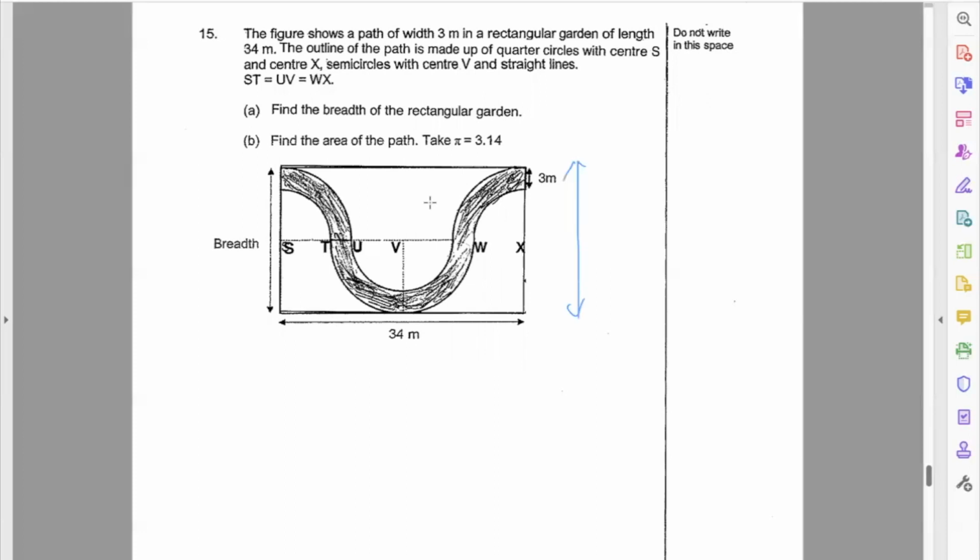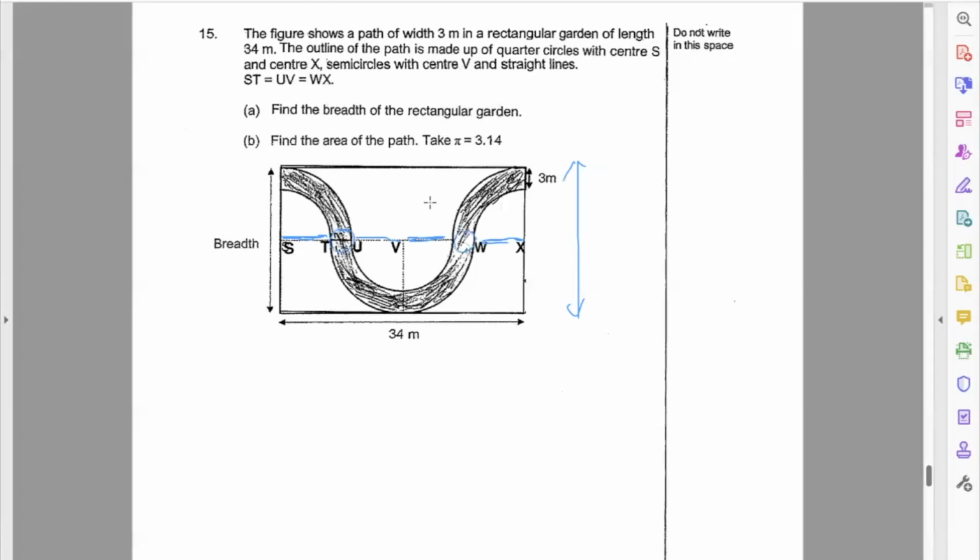Now, if we look at the length of the rectangular garden, what is it made up of? Let me use a pen. This is the radius of the small quadrant. 1 radius, 2 radius, 3 radius, 4 radius. So it's made of 4 radius plus this.